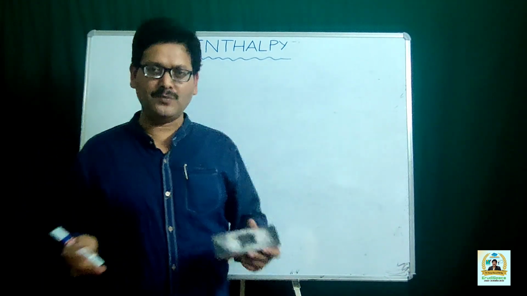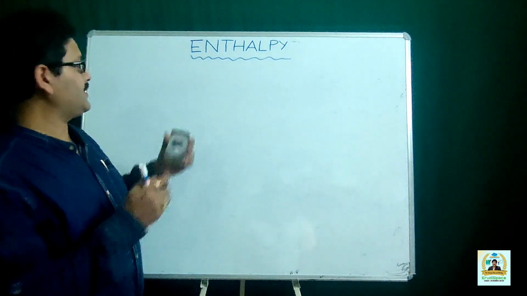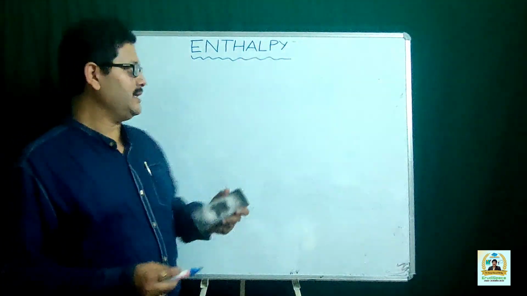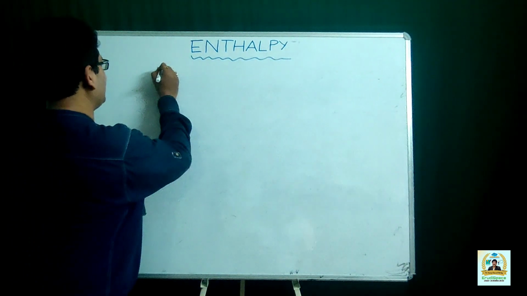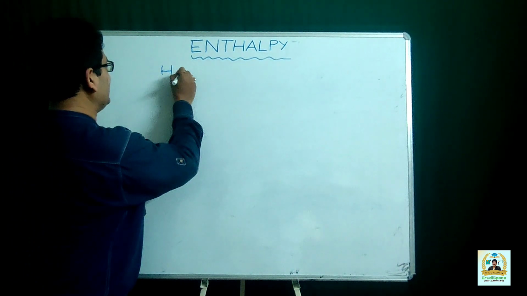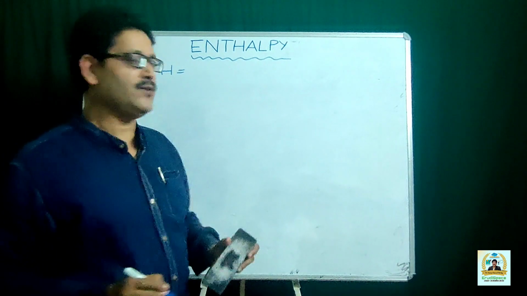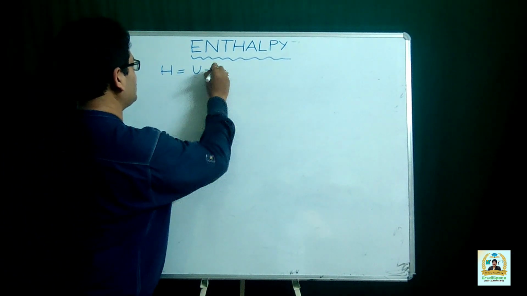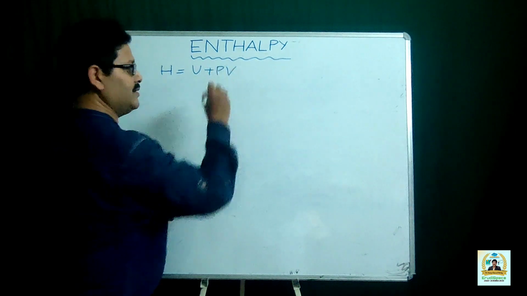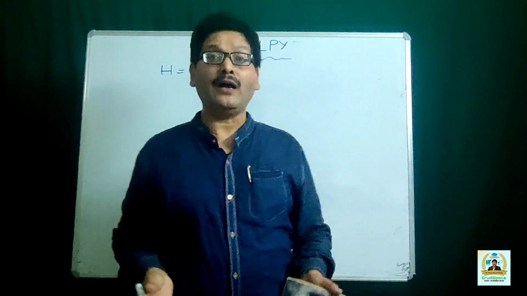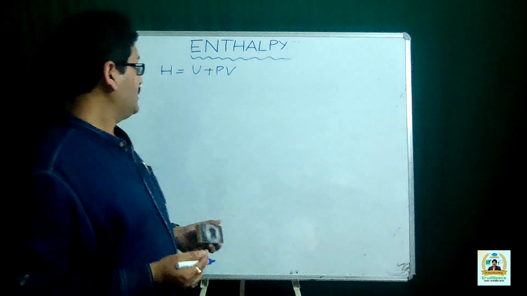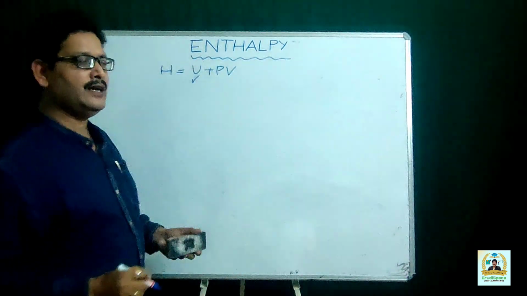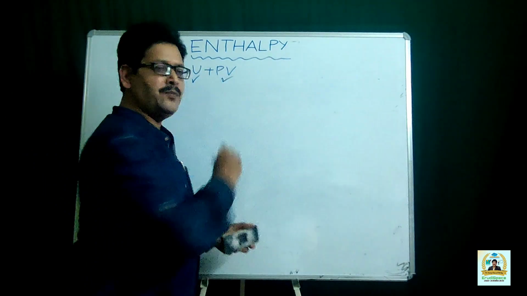I am Dr. D Mohanty and today we will discuss enthalpy. Enthalpy is denoted by a capital letter H, and enthalpy is defined as the sum of internal energy plus the pressure volume product. And enthalpy is an intensive property. So first we'll discuss the internal energy and then the pressure volume product.